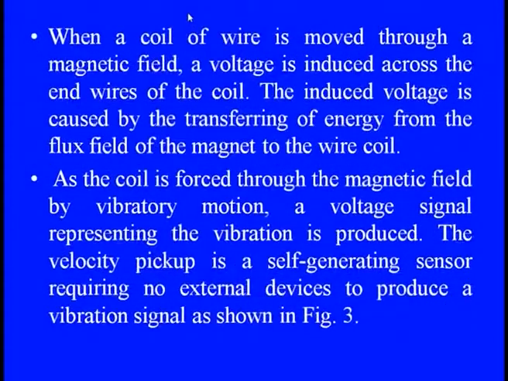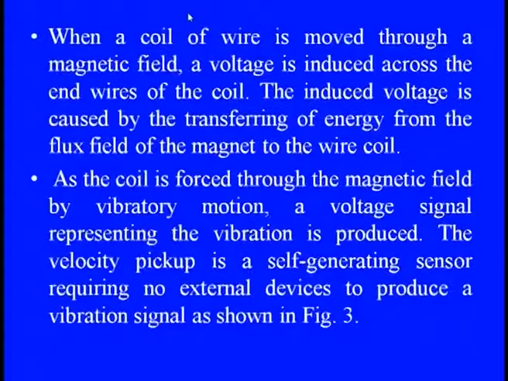So, when a coil of wire is moved through a magnetic field, a voltage is induced across the ends of the wires of the coil, and this induced voltage is caused by the transfer of energy from the fixed flux field of the magnet to the wire coil.